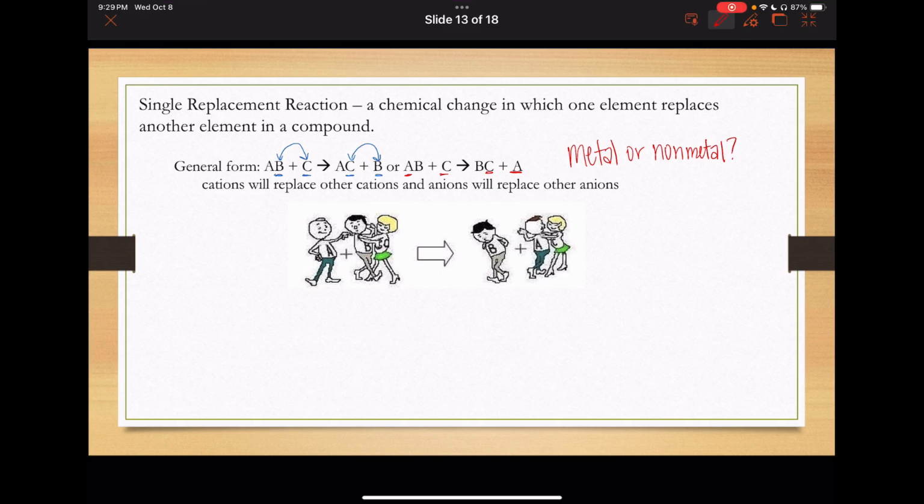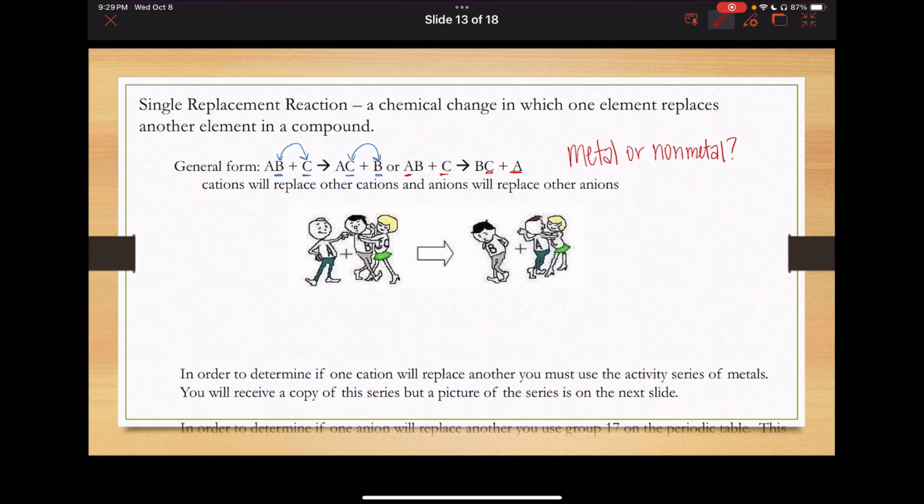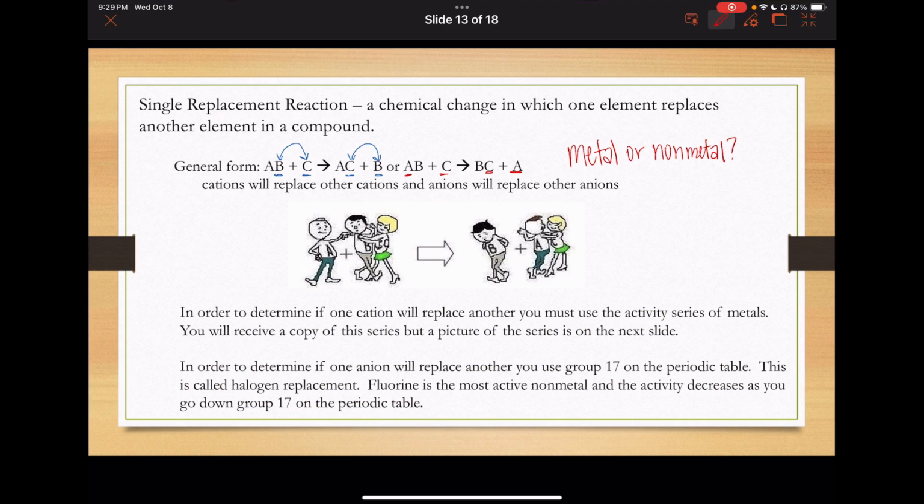So here's another example. A is by itself and B and C are dancing, but then A is going to take B's place. Now, in order to figure out if a cation is going to replace another, we have to use what's called the activity series, because some metals are more reactive than others. So sometimes a reaction can happen, sometimes a reaction won't happen. So we use this activity series to determine which is going to happen.